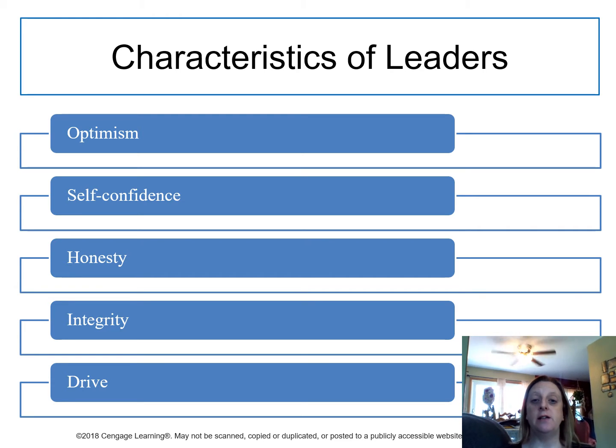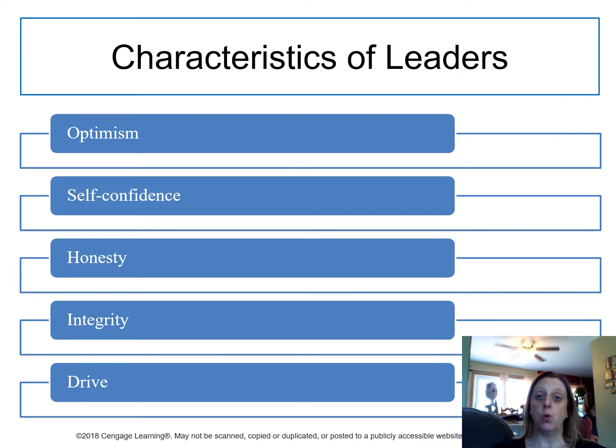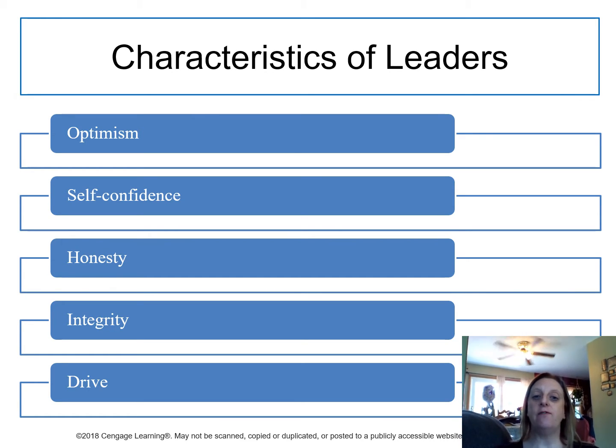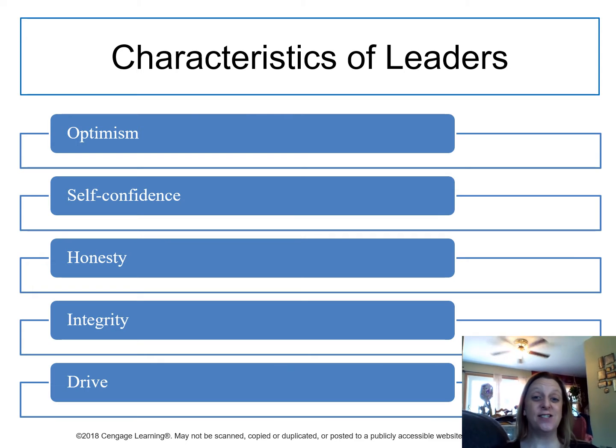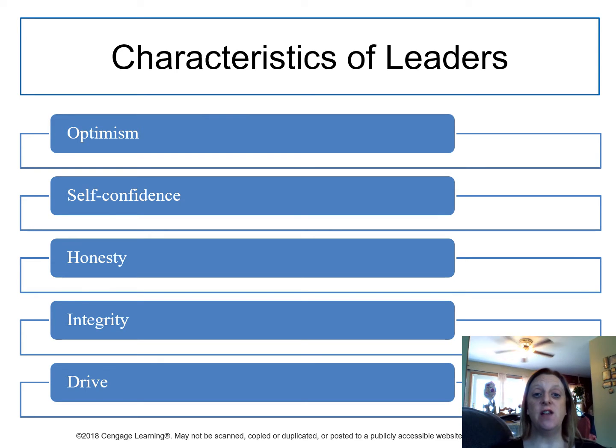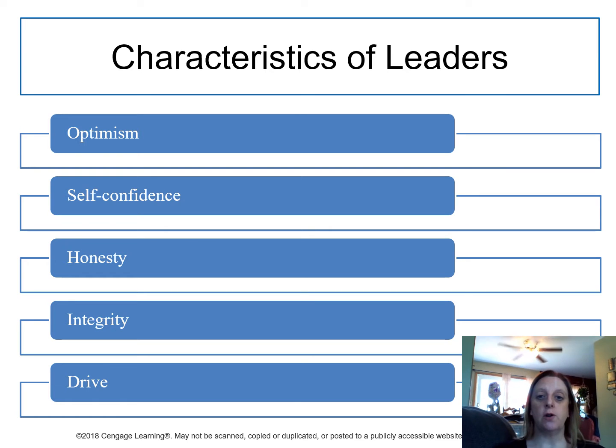Honesty and integrity are the foundation of trust between leaders and followers. So it's very important to the relationship. And drive has to do with having high motivation that creates a high effort level by a leader. So leaders with drive seek achievement, have energy and tenacity, and are often perceived as ambitious. So those are also highly reputable traits or characteristics of leaders.